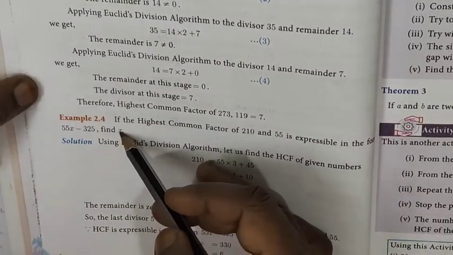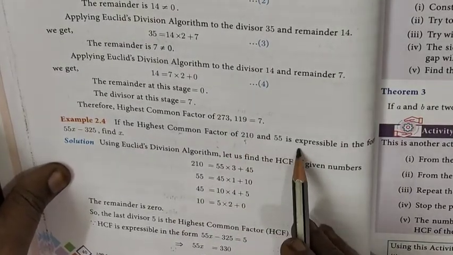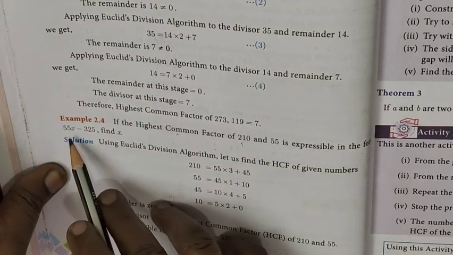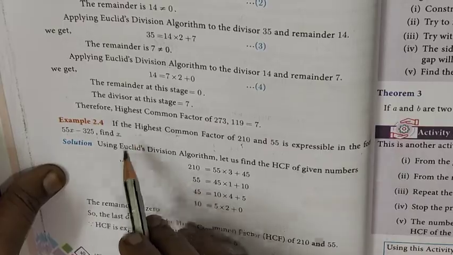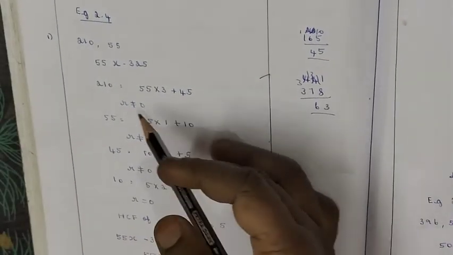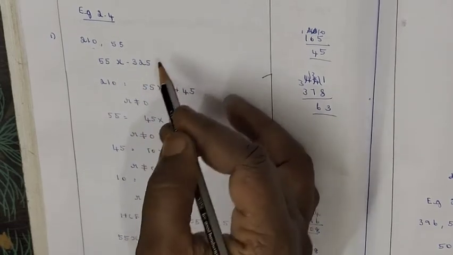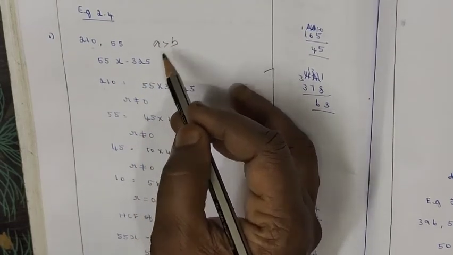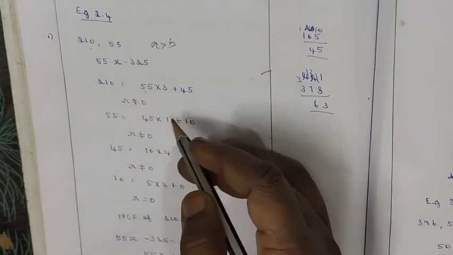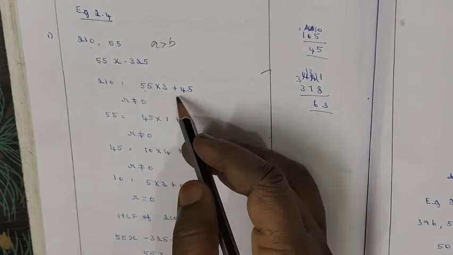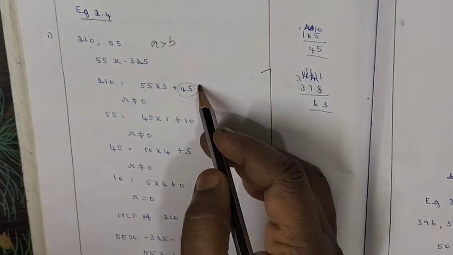Example 2.4. If the highest common factor of 210 and 55 is expressible in the form 55x minus 325, find x. Now, given 210 and 55, take 210 as A. We know that A is greater than B. So, 210 equals 55 into 3 plus remainder 45. Now, here R is not equal to 0.